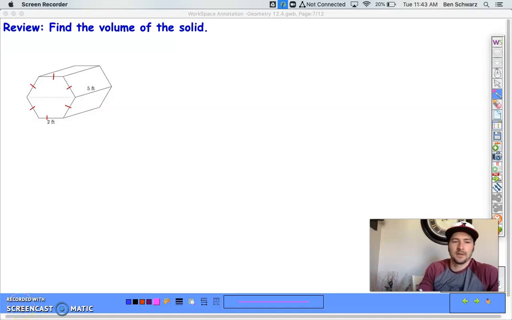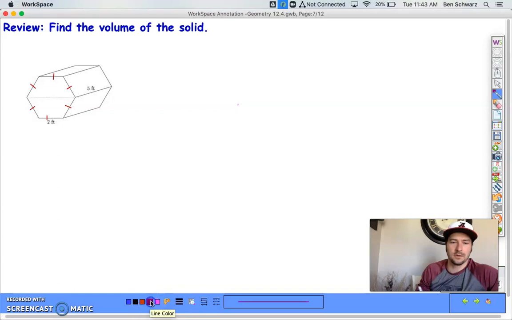All right. So today we're going to keep talking about volume. Just a little review on volume of a prism. So here we have what's called a hexagonal prism. And remember, volume for any prism is area of the base times the height.